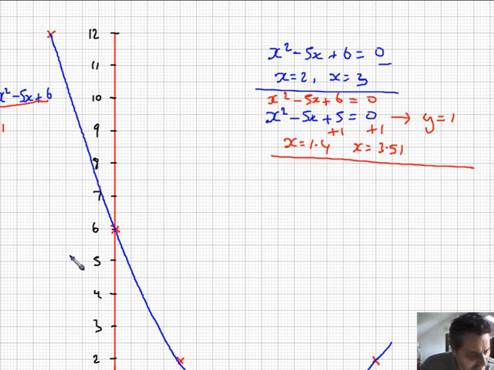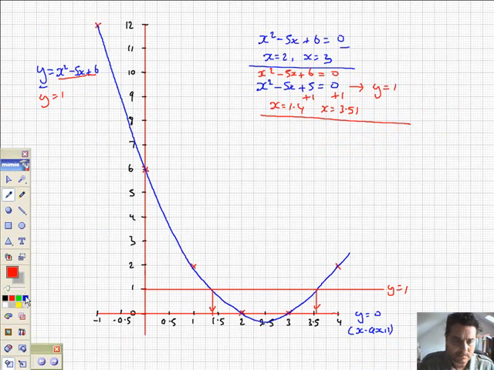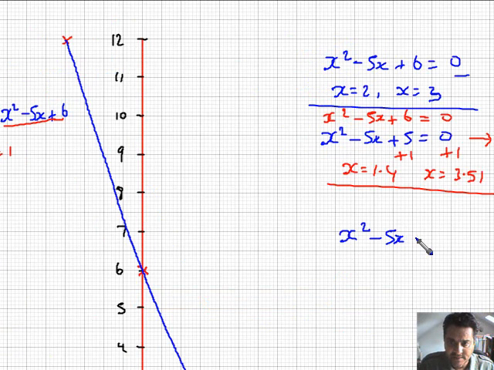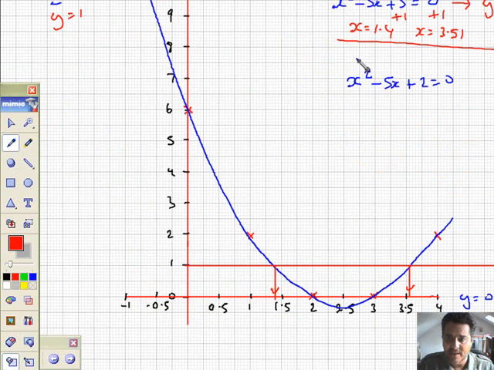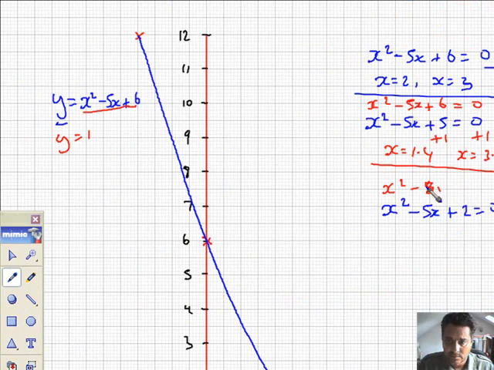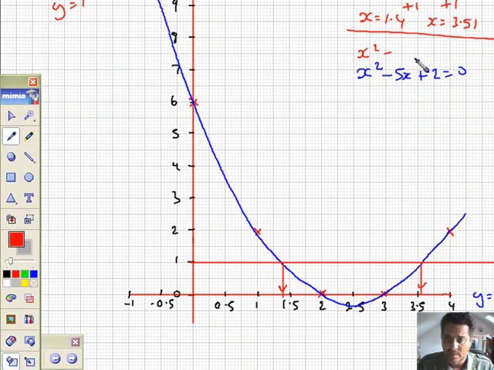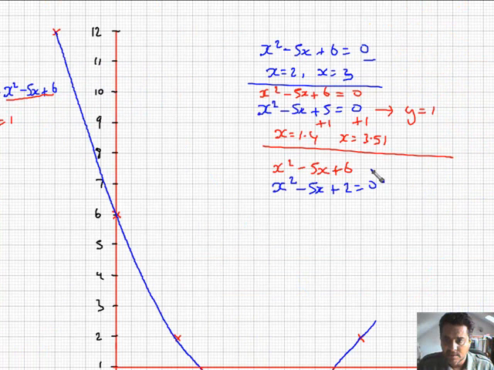And finally, I've got to solve this equation. Go back to blue. I've got x squared minus 5x plus 2 equals 0. So let's just write the original above it so you can compare. I've got x squared minus 5x plus 6. Now, from plus 2 to plus 6, I need to add 4 to each side, don't I, to make it work.